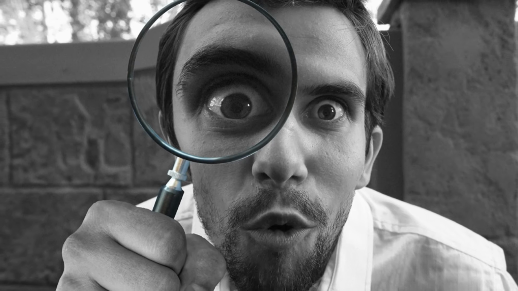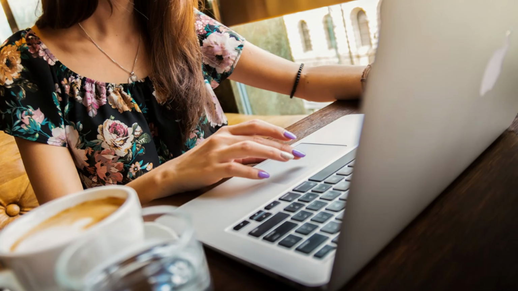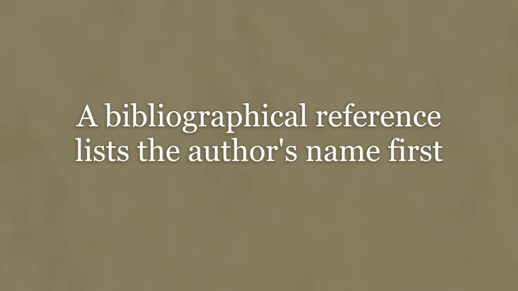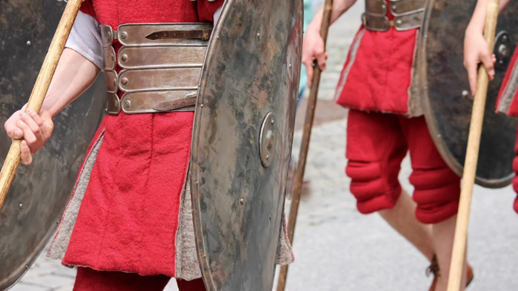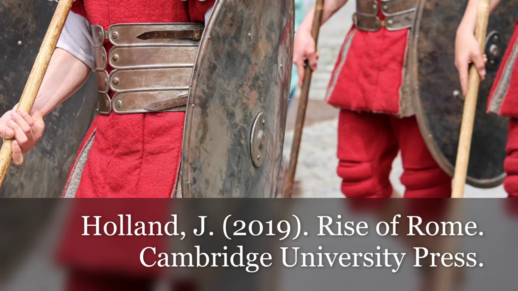So how do you identify origin? In order to state these 2 things, you'll need to conduct some background research. Use the internet to find out who created the source and what kind of source it is. Often, if you can find the bibliographical reference of a source, it is easy to find the name of the creator, as it is listed first in the reference. For example, in the following bibliographical reference, you can see that the author's name is Holland J.